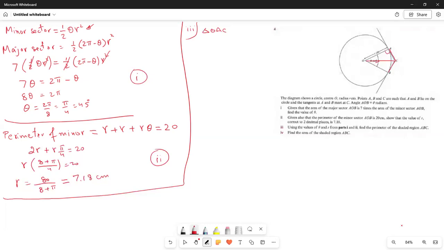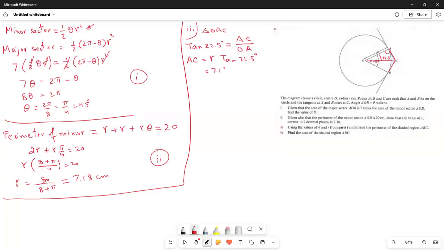And this angle is half of 45, so this is 22.5 degrees. Tell me what is tangent of 22.5 degrees, or this particular angle. It is AC over OA, right? So from here you can see that AC distance is equal to OA, which is the radius R, into tangent of 22.5 degrees, and R is 7.18.